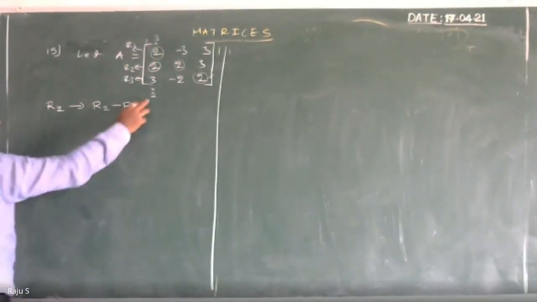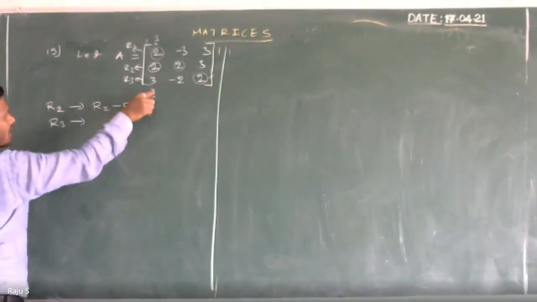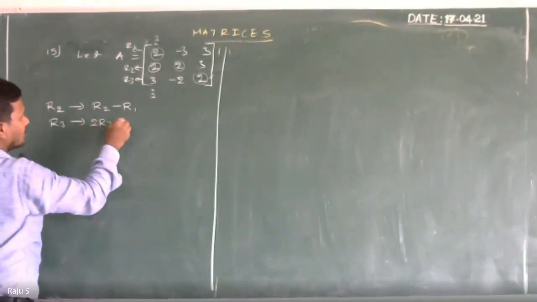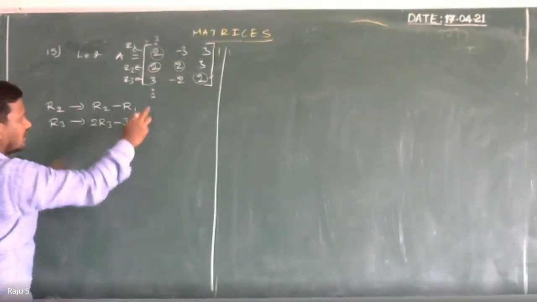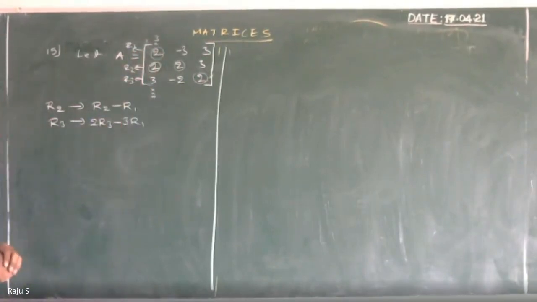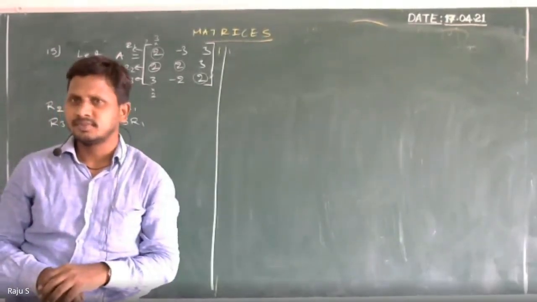So how much can we multiply to R3? R3 tends to, we can multiply with 2. 2R3 minus 3R1. Is it clear? Multiply 2 here, multiply 3 here. But can you do it directly here? What do we have to do?